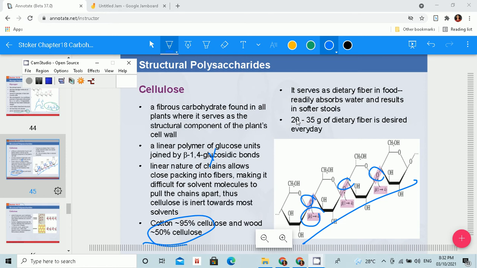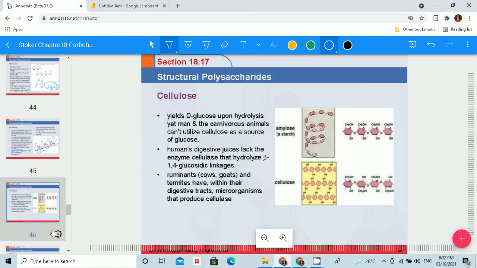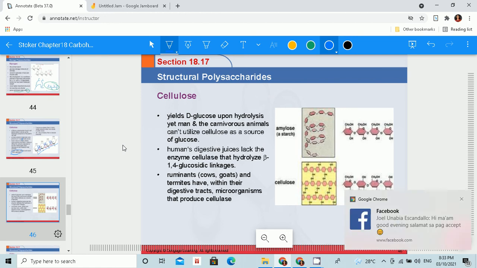Now let's go. Okay, so we have cellulose. Cellulose again is a homopolysaccharide. The monomer there is D-glucose, and upon hydrolysis, it will yield D-glucose. However, carnivorous animals can't utilize cellulose as a source of glucose.